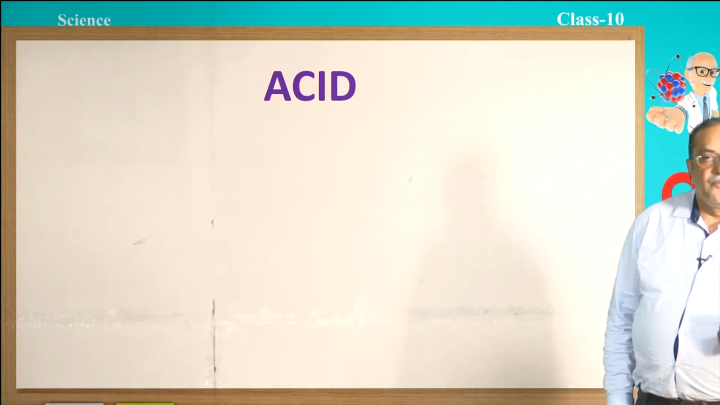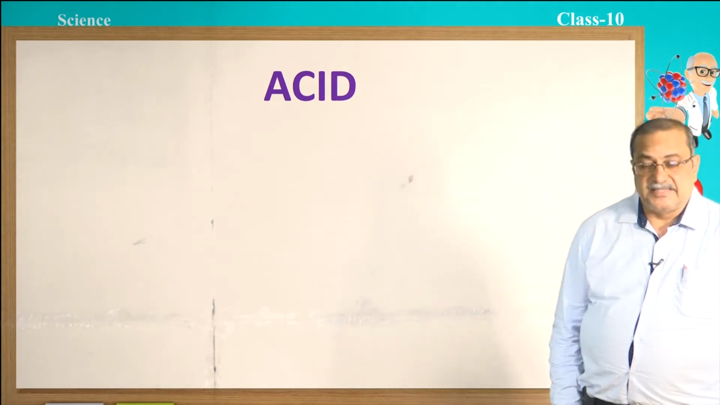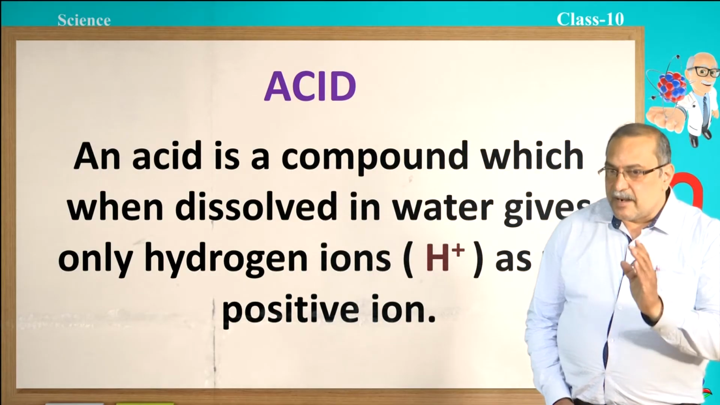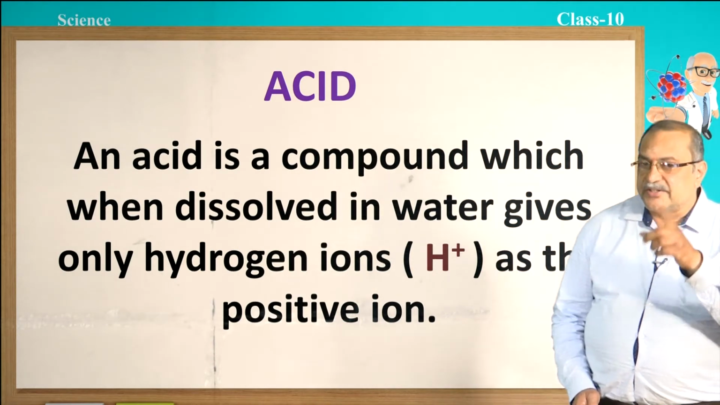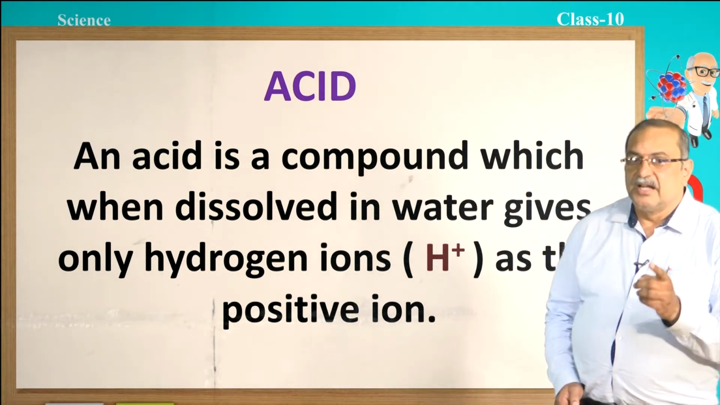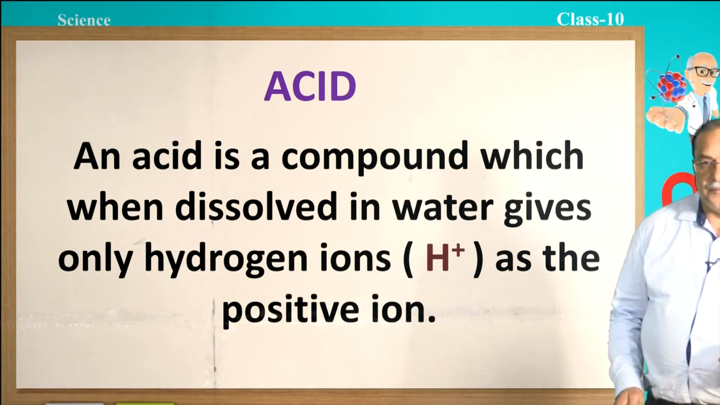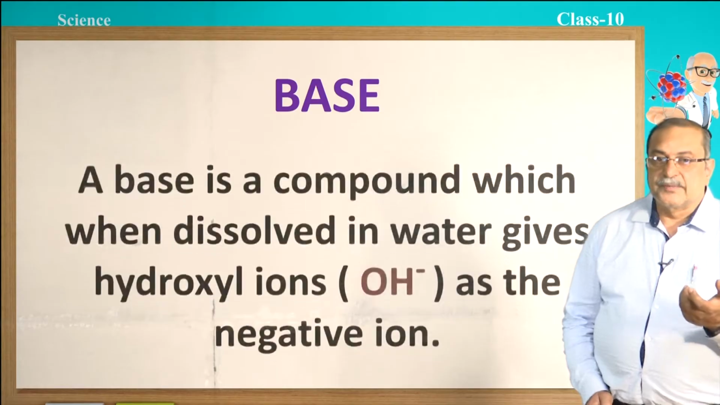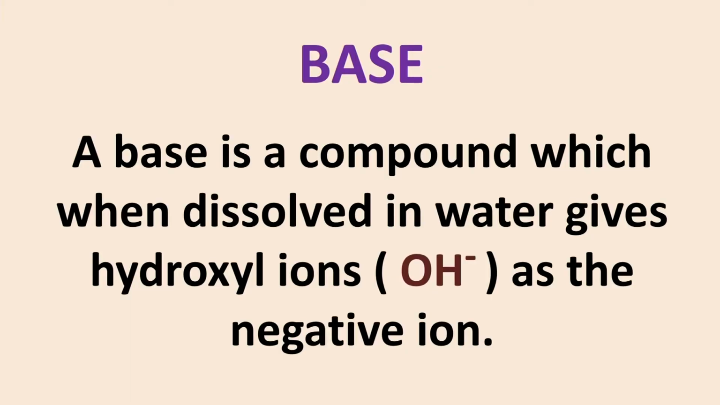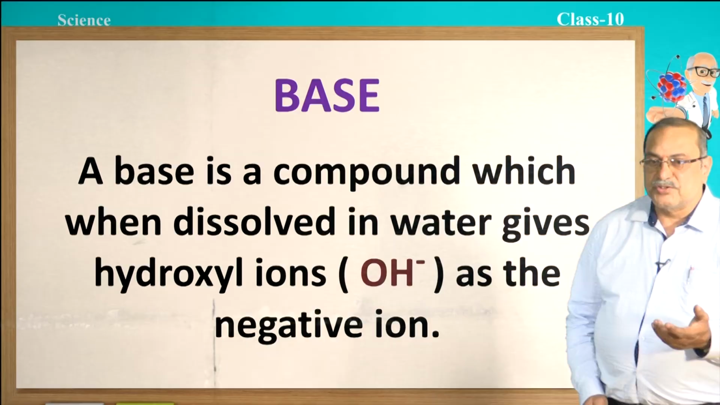Let us see, first we have to know what an acid is. An acid is a compound which when dissolved in water gives only hydrogen ions, that is H+ ion, as the positive ion. Okay. Similarly the base. So, what is a base now? A base is a compound which when dissolved in water gives hydroxyl ions, that is OH-, as the negatively charged ions. It is a negative charge ion, OH-.